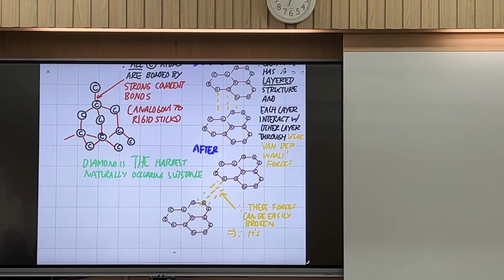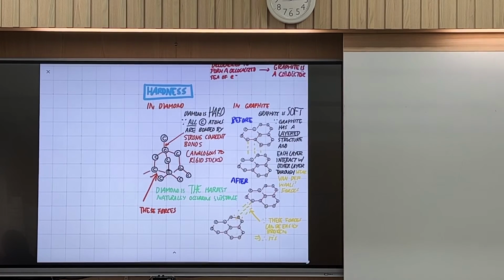Whereas on the left, these forces are very strong. It is impossible to slide the layer on the right. So these forces always do a side-by-side comparison, okay, when you do revision. If not, you wouldn't see why diamond is hard, graphite is soft.